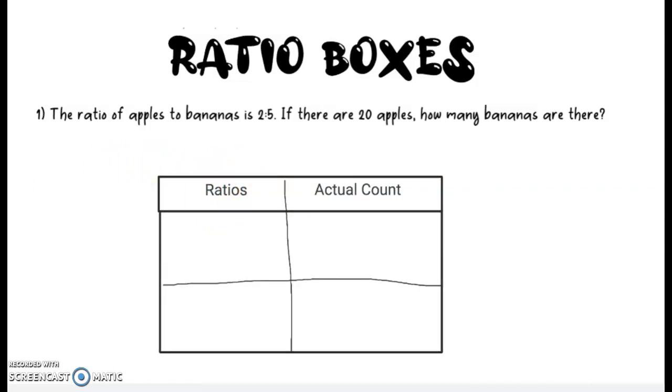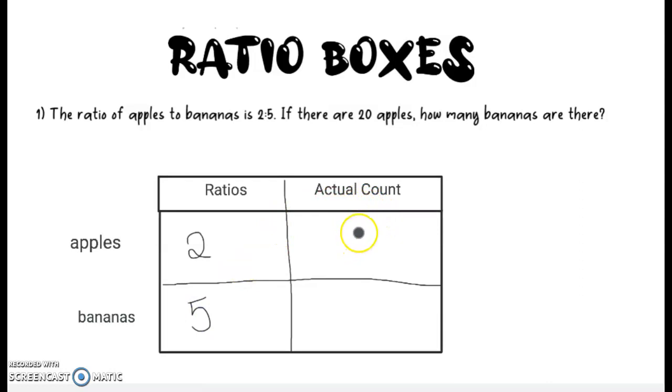Now, the next thing I'm going to do is label the top part of the second rectangle apples, and then I'm going to label the bottom part of the second rectangle bananas, because these are the two items that share the ratio. So now all we do is fill in the details that were given. It says that the ratio of apples to bananas is 2 to 5. So we put the ratio as 2 to 5.